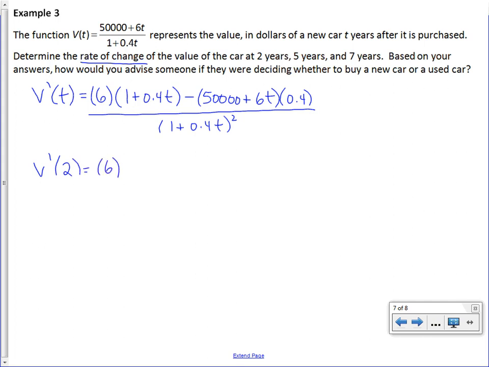V prime at 2. So 2 goes in here. 0.4 times 2 is 0.8, so 1.8. 50,000 plus 6 times 2 is 12, so 50,012 times 0.4, all over 0.4 times 2 is 0.8, 1.8 squared. So I'm going to get a number there.